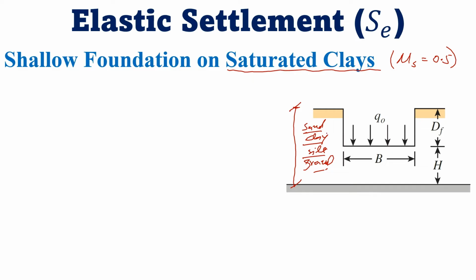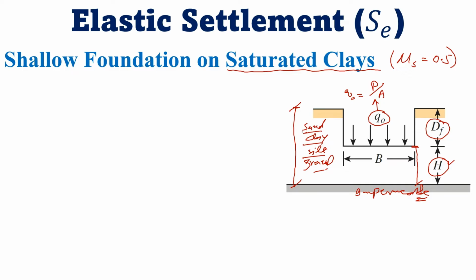On this site, a foundation is applying a pressure of q naught, a bearing pressure, which is load per unit area. That is the pressure caused on the soil because of the foundation. This foundation is laid at the depth of Df, and we have an impermeable stratum at the downside of the soil. The distance from the base of the foundation to this impermeable rock or stratum is known as H. This is the height of the soil from base to impermeable rock.